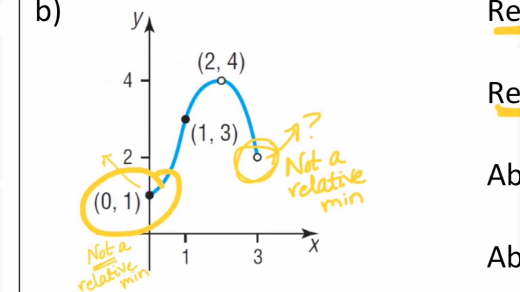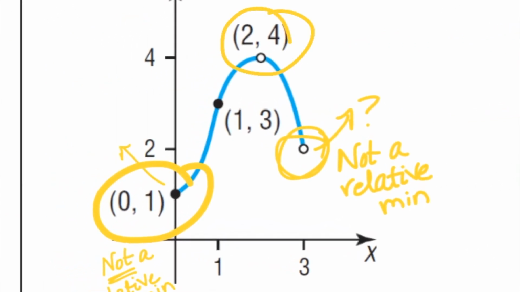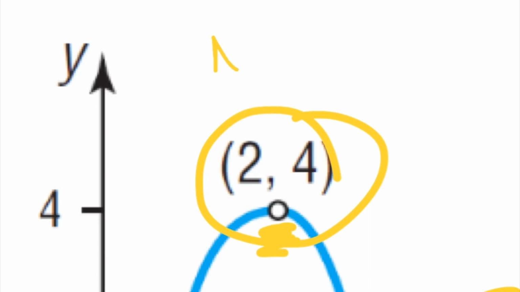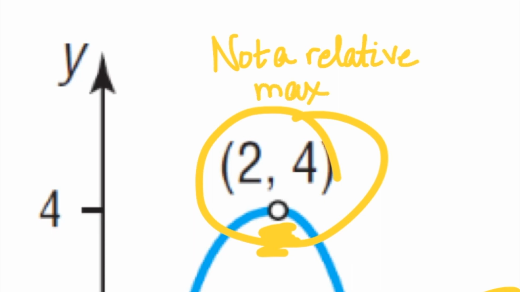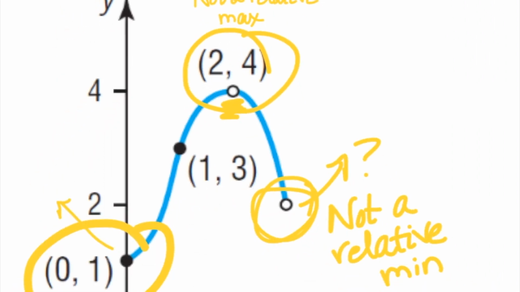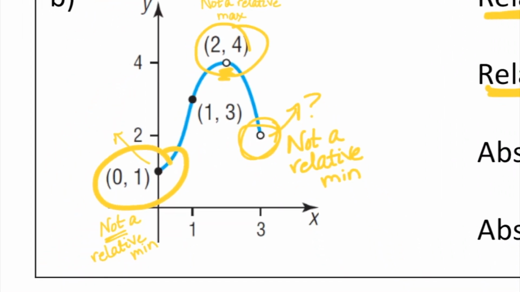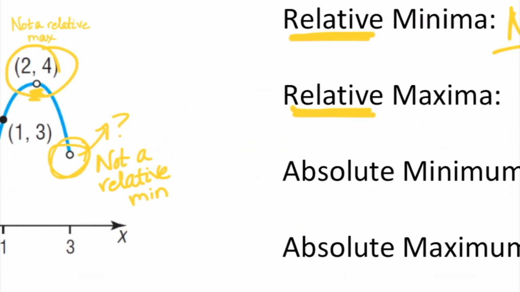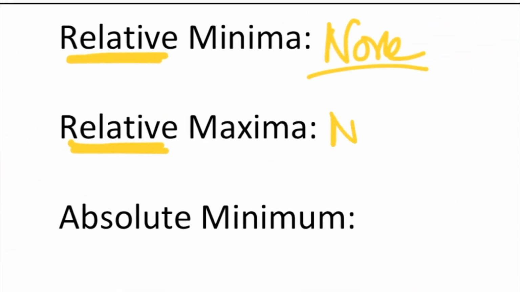And the relative max is interesting because although we want it to be 2, 4, there's no point there. It's a hole. And so this is also not a relative max. Because it's not a point. It doesn't exist. It's not part of the graph. 2, 4 doesn't exist as part of the graph. It's not a point on the graph, and therefore there is no relative maximum.